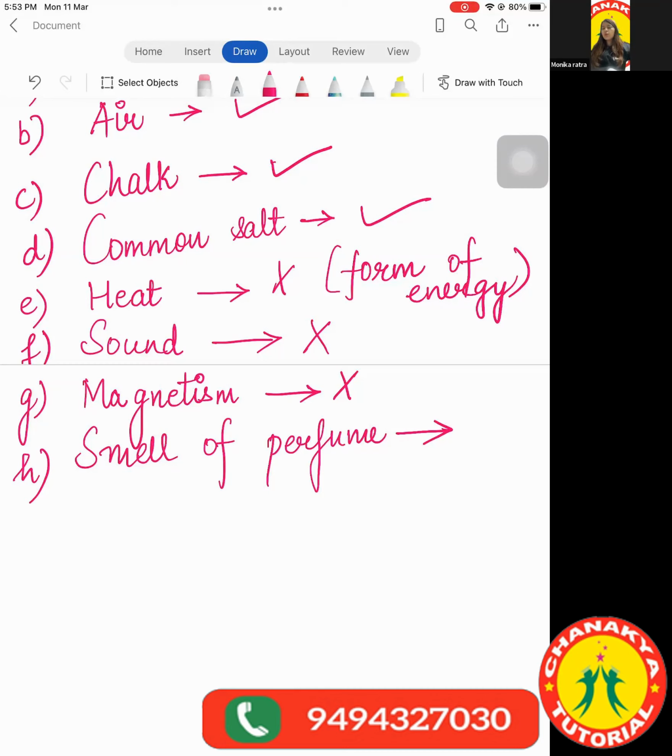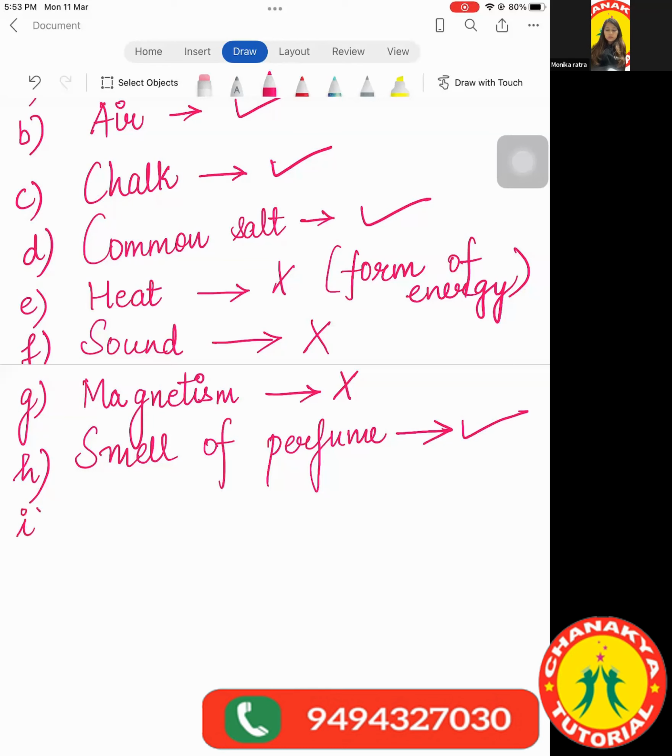We are going to study all of this in detail in this chapter only. So same is the case of the perfume. We can feel the smell of perfume, we can feel the smell of cooking food. So both are considered to be matter. Clear, beta? Everyone else also clear?